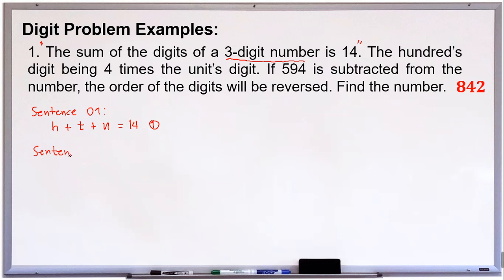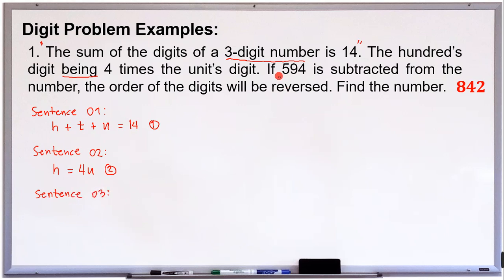Sentence number 2 states that the hundreds digit is 4 times the units digit. So the hundreds digit, which is represented by H, being 4 times. Being is more like a linking verb. In mathematical terms, that is equivalent to the equal sign. So H equals 4 times the units digit. This will be our equation 2. Next, let's proceed to sentence number 3.